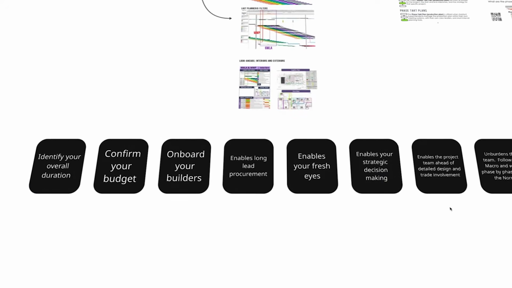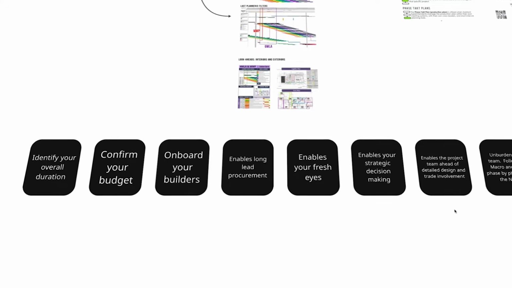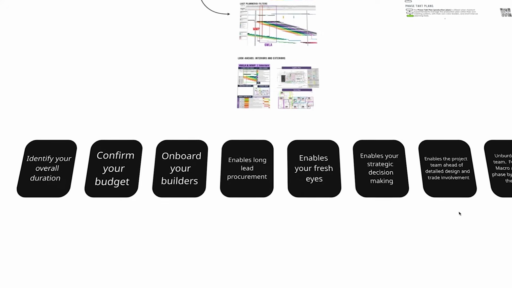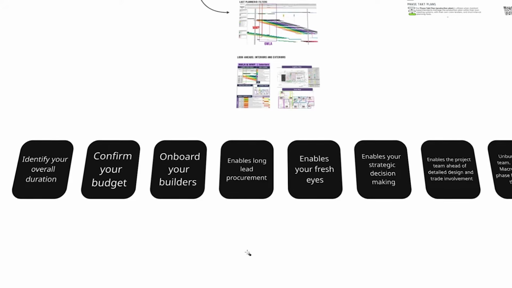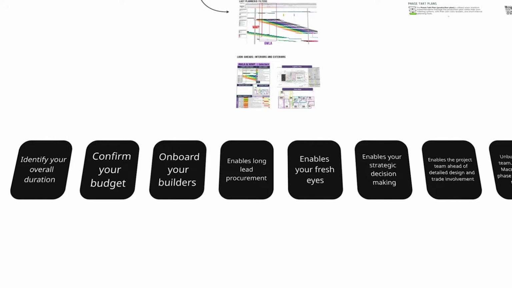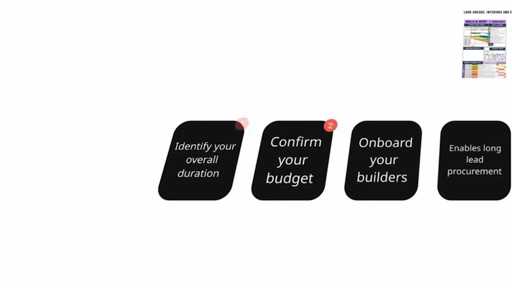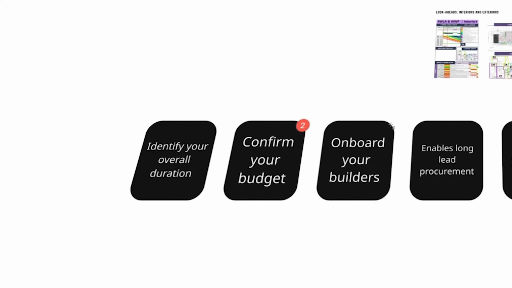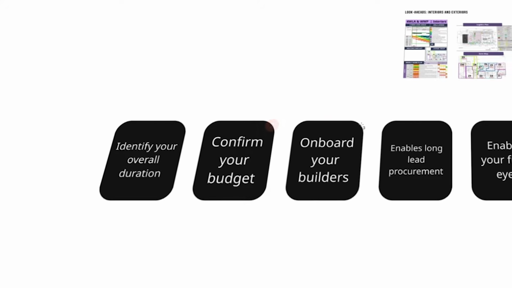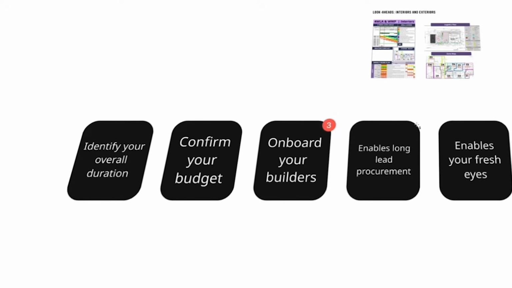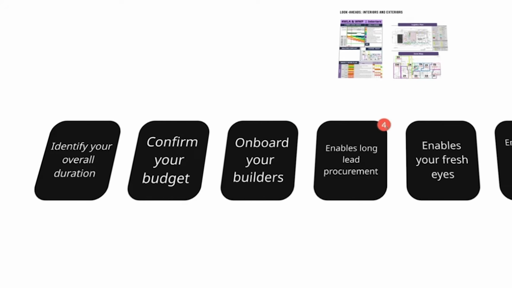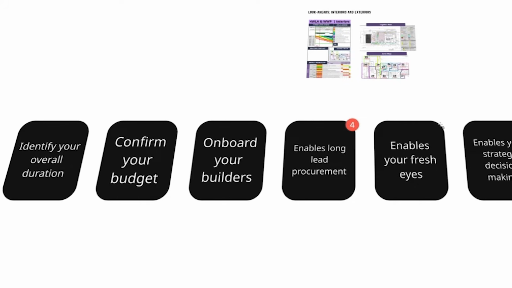Now, I went ahead and created some neat points here of why it's important to do a macro level takt plan. Not everybody in the industry buys into this. Number one, it helps you establish your overall duration. It confirms your budget because now you know what your GCs and GRs are. You onboard your builders to the single-page strategic plan. You're able to align long lead procurement.